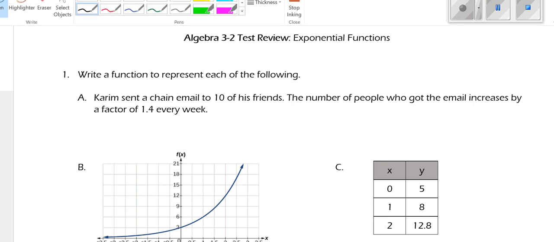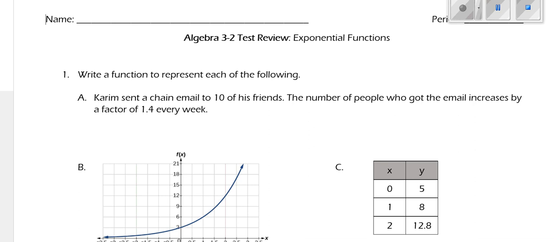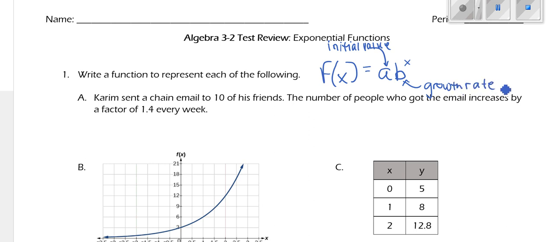Okay, so the first thing that we want to do is to remember our exponential form. So our exponential form is written as f of x equals a times b to the x, or to a power. So remember, a is our initial value, b is our growth rate, and of course x is our independent variable.